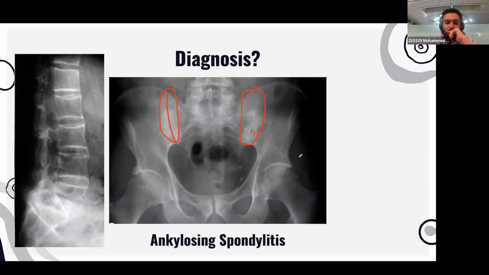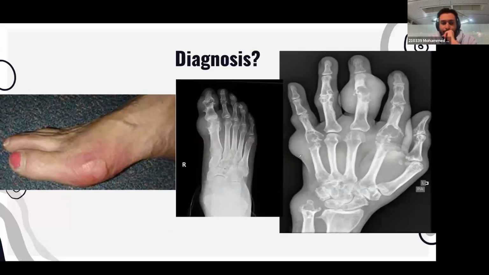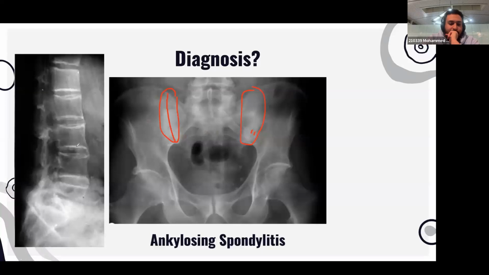So someone tell me, here in this case, you can see that in between the vertebral spine, it's starting to form fusion. If you look at a bamboo, it looks exactly like this. You can see slightly here. It's not supposed to be like this.